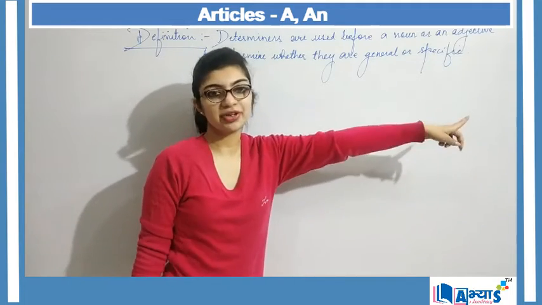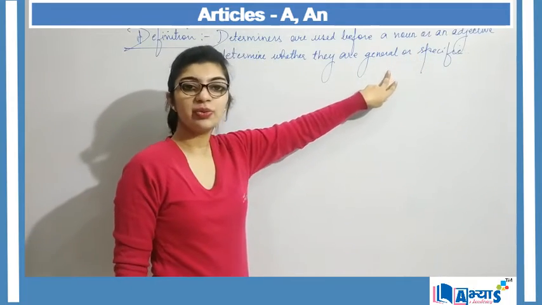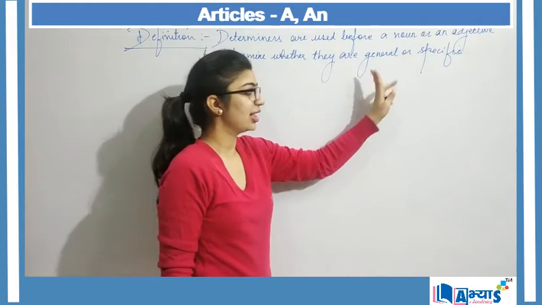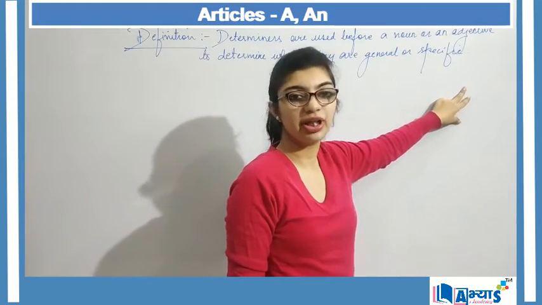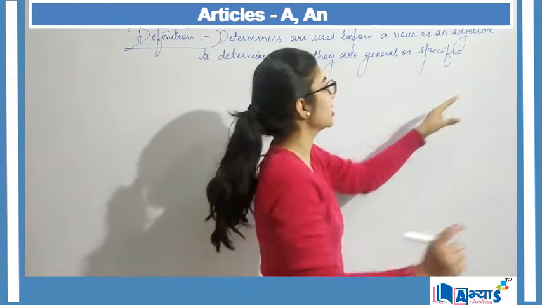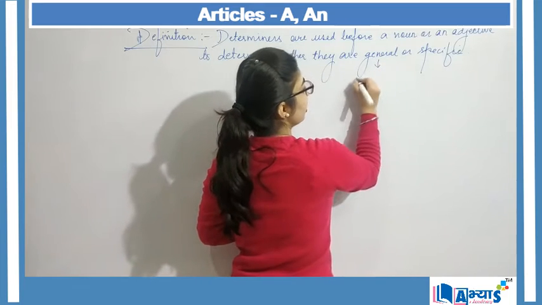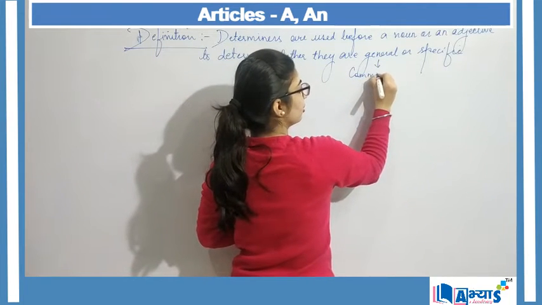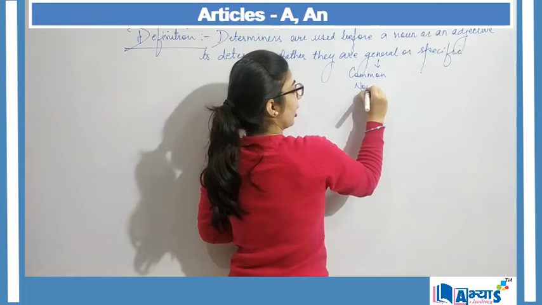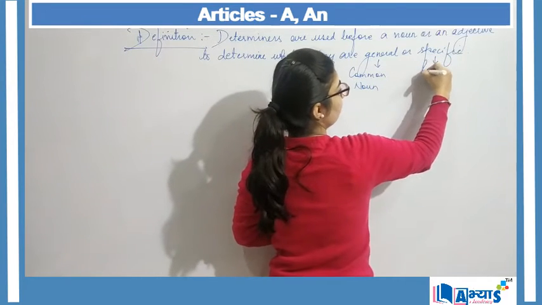General or specific means a general noun is a common noun, a specific noun is a proper noun. For example, general is for common noun and specific is for the proper noun.